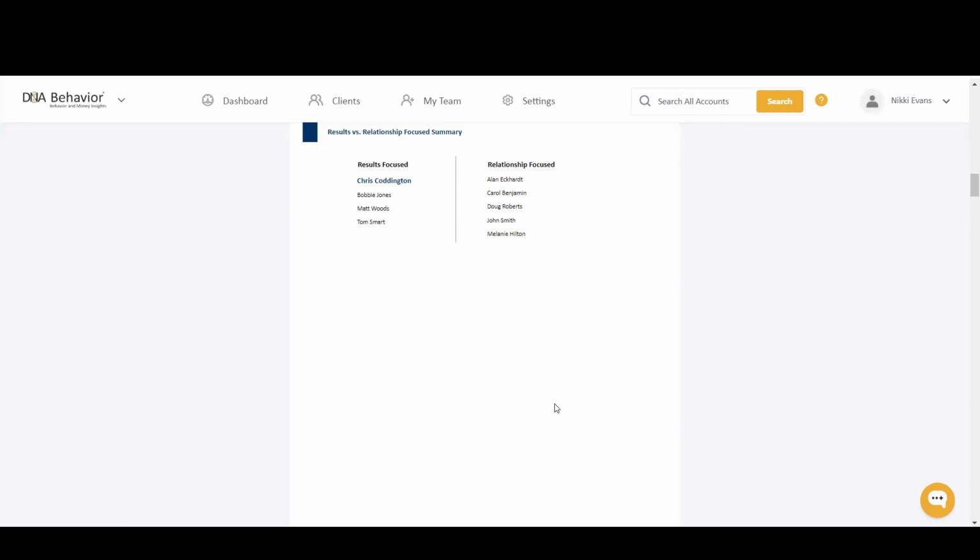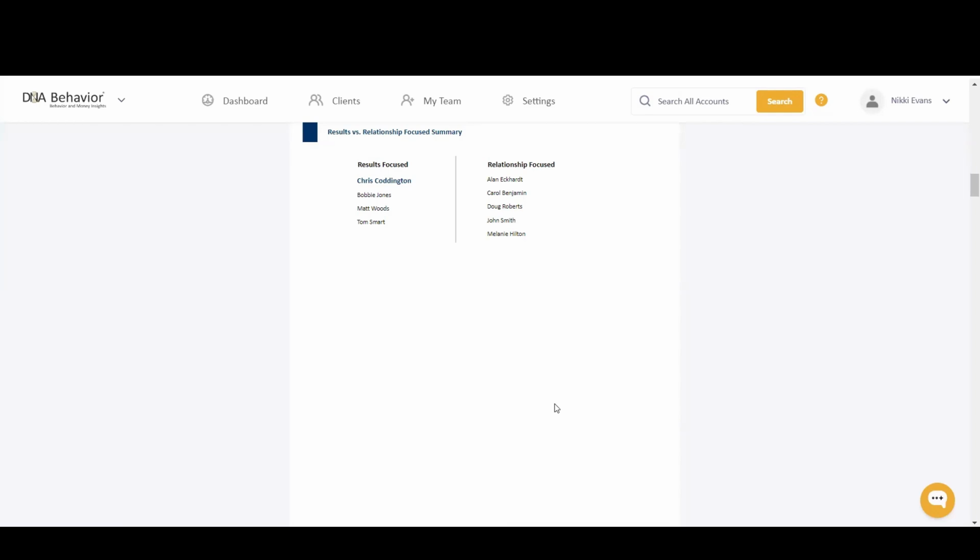Where your results focused team members are going to be much more bottom line focused. They're going to be very focused on delivery and making sure that things are happening. And so again, not that they don't care about relationships, but their main drive is going to be to get results. And so having a good balance of this means that you've got people that are going to connect with your customers and connect with your team, and then also people that are driving to make sure that productivity is staying up and that results are happening. So it's nice to see a balance here of results and relationship focus.